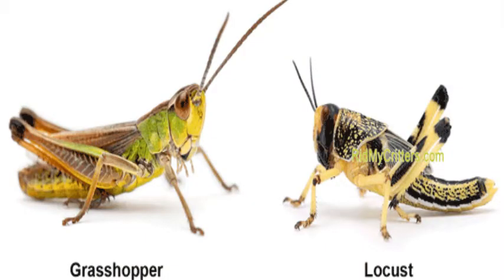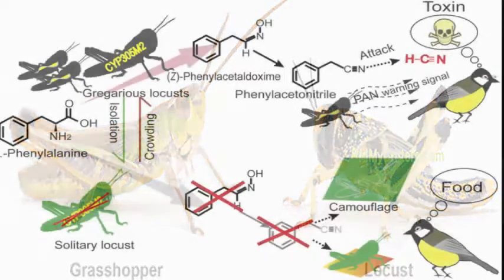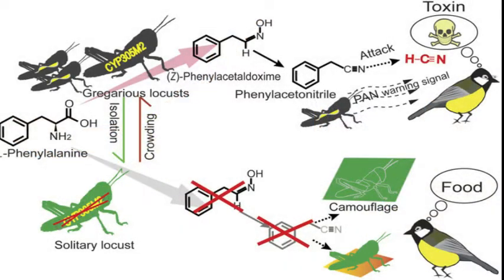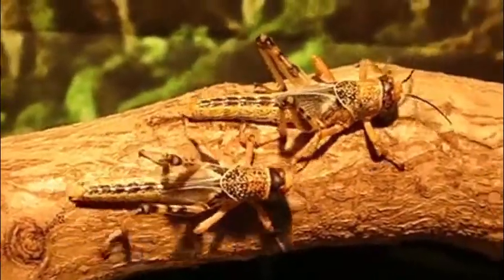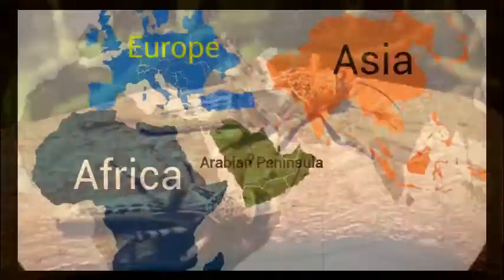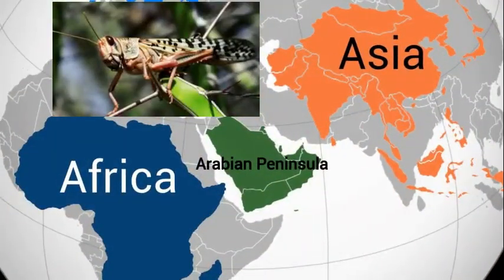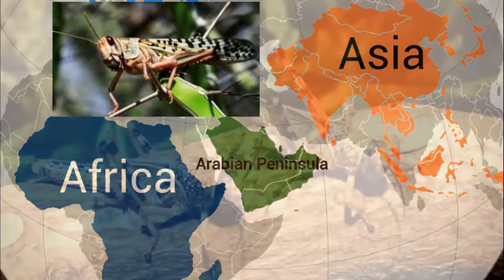A desert locust is a type of grasshopper, but differs from a grasshopper in that it has the ability to change its behavior and habits. The desert locust is a notorious species found in Africa, the Middle East and Asia.